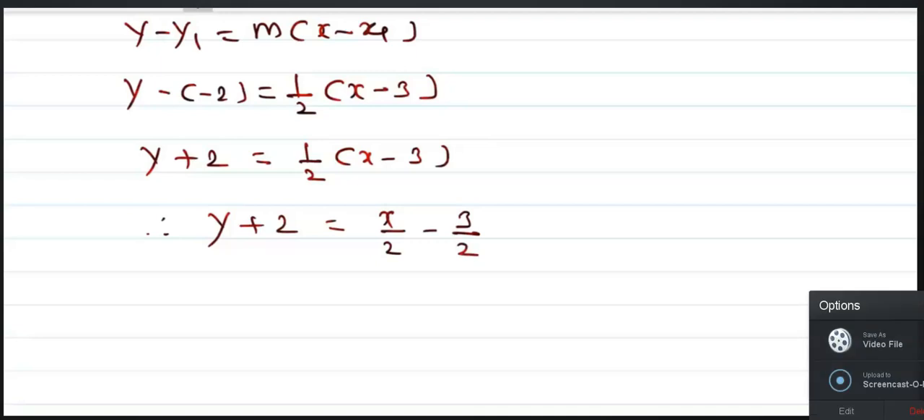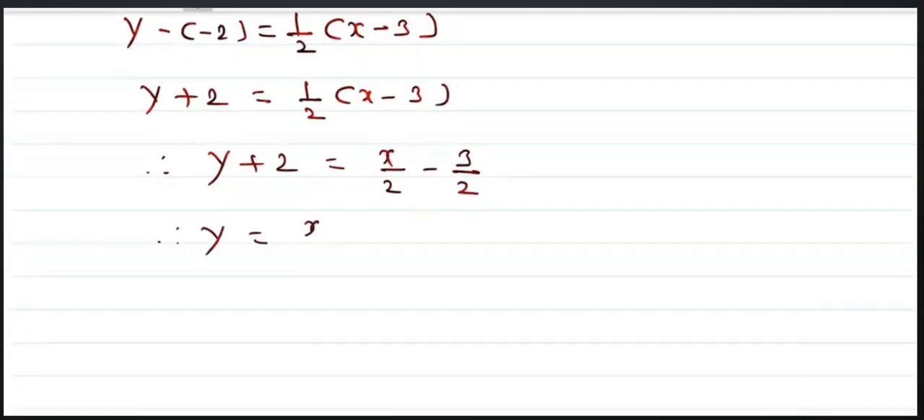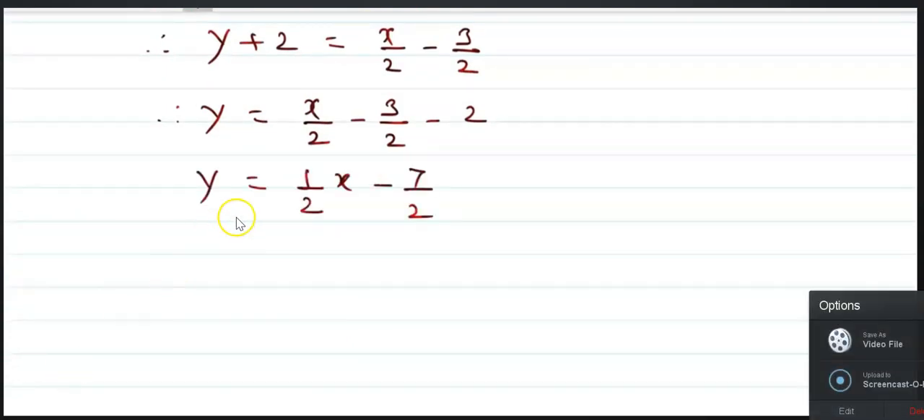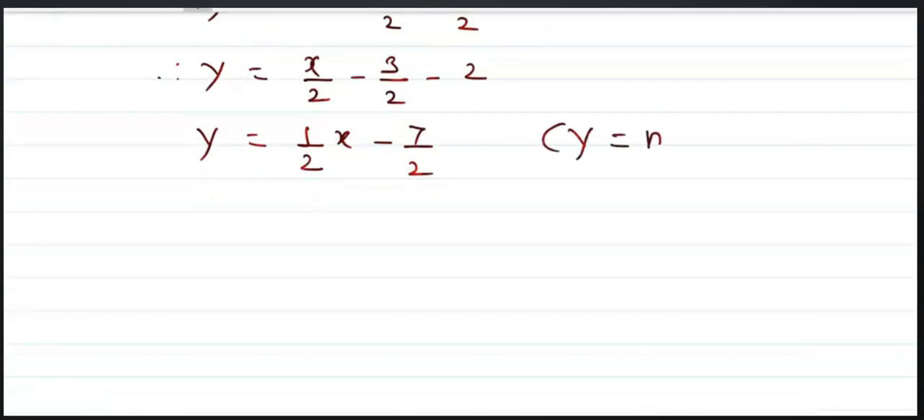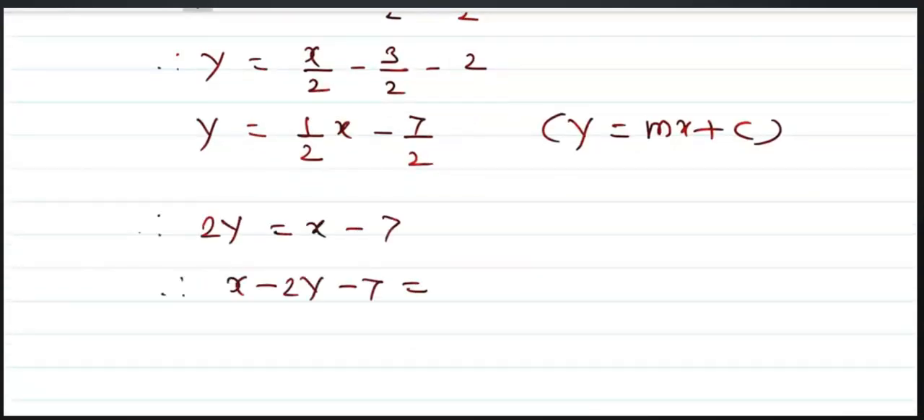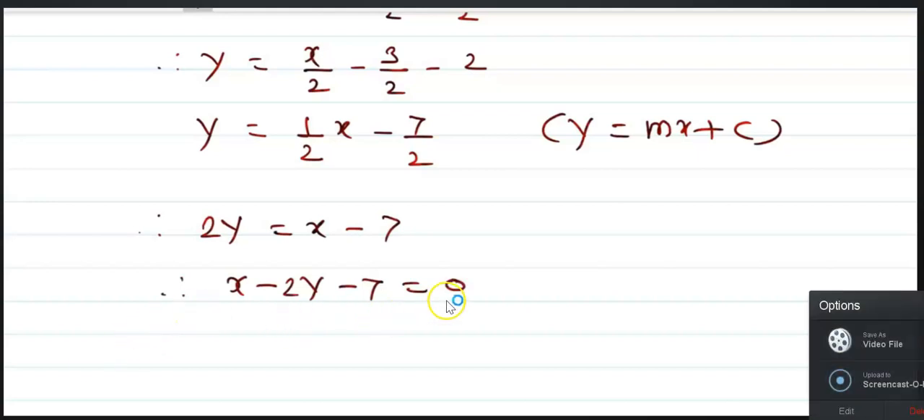Normal simplification is here. I always write the equation of the line in the y is equal to mx plus c form. This is y is equal to 1 upon 2 into x minus 7 upon 2. And next, in a simplified form, multiply both sides by 2. Therefore, you will get x minus 2y minus 7 is equal to 0.